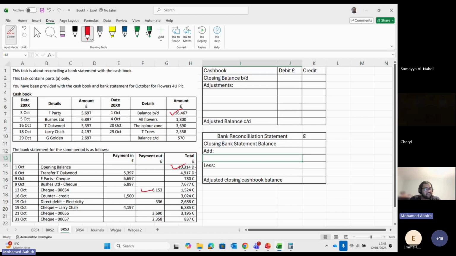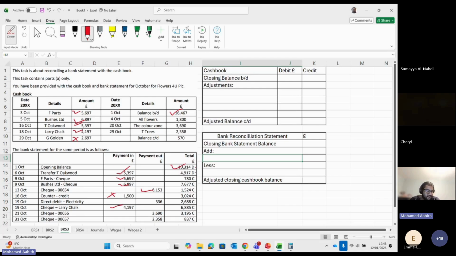So here, first one, 5697, it's here. 5897, yes, it's there. Then we have 5397, it's there. 4197, it is there. This is not there. G Golden is not there. And this counter credit of £1,500 is also not there.